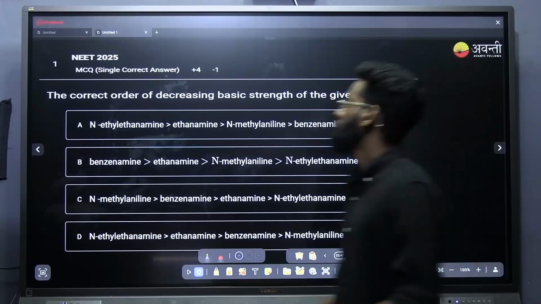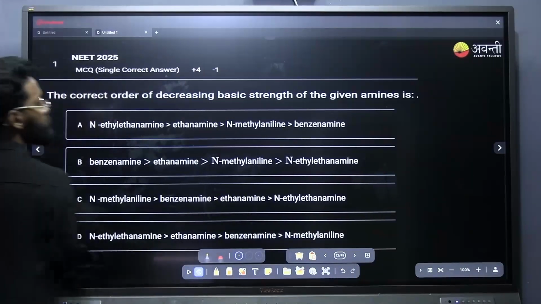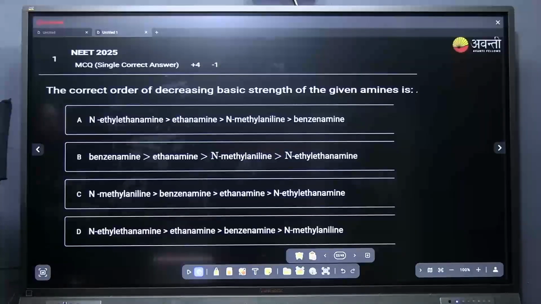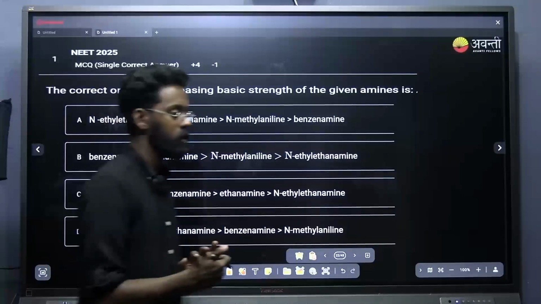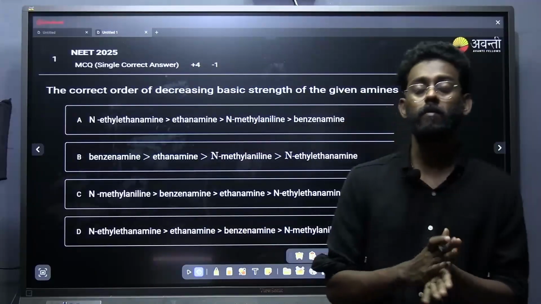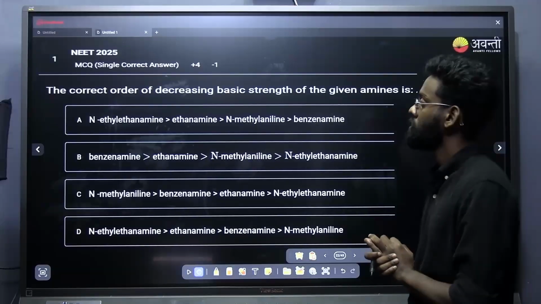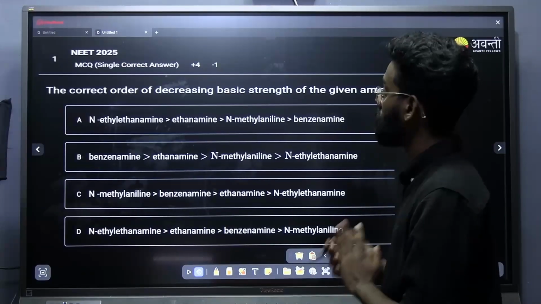Yes, thank you. First one, the correct order of decreasing basic strength of the given amines. What is the correct order? Basic strength always depends upon the +I effect. The more the +I effect, the more will be the basic strength. So among these, check which is having more +I effect.